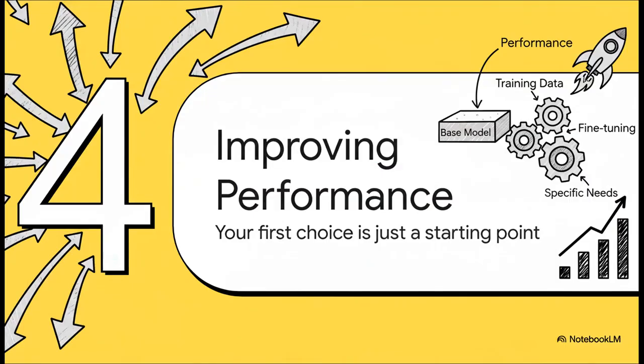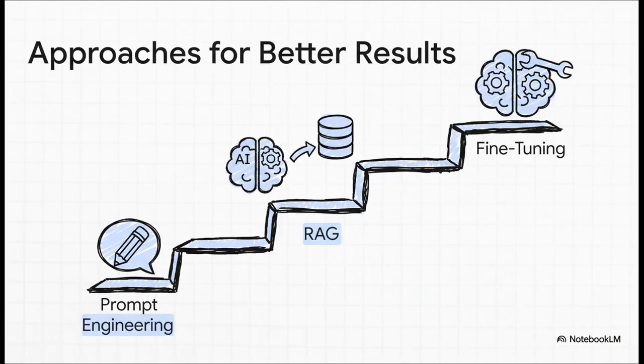Now, selecting a base model is a huge step, for sure, but it is not the end of the story. Your first choice is really just a starting point. Let's look at how our startup can take that base model and basically upgrade its performance to perfectly fit their specific needs. There are really three main ways to get better results, and you can think of them like a ladder of increasing cost and complexity.